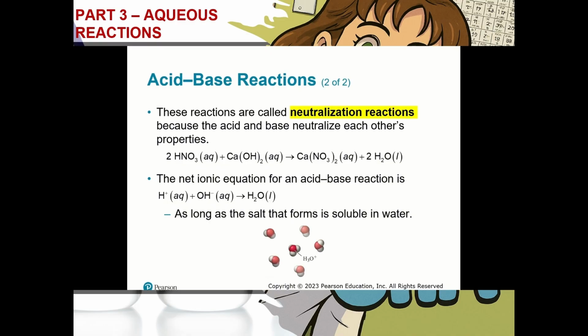So these are called neutralization reactions. I explain why: when they react with each other, they produce salt and water. The net ionic equation usually shows protons and hydroxyl forming water. You will not see H plus plus OH minus; we put it together and we have water. Okay? And assuming that the salt formed is a soluble one. This is aqueous calcium nitrate over here.